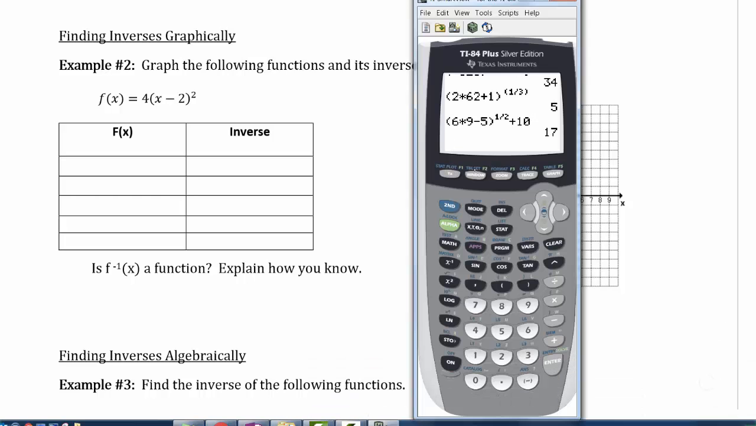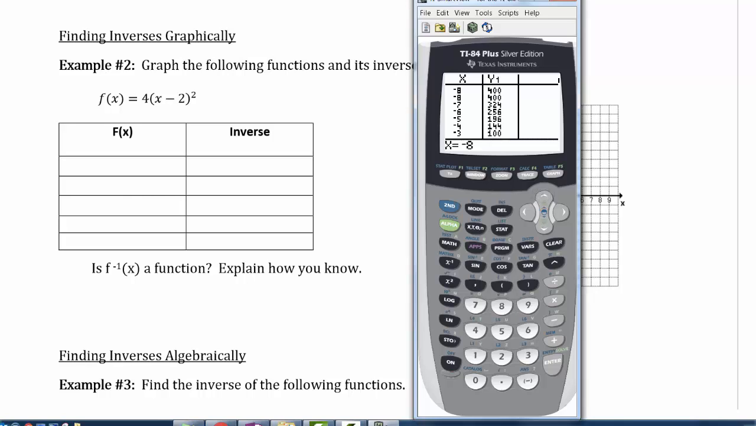Alright, so we're going to go to y equals, I need to clear mine, and we're going to type in our function. So 4 times x minus 2 squared. And I'm going to look at my graph real quick to make sure it makes sense. And since that's a quadratic, it does. So I need to get some ordered pairs. So I'm going to go to my table.